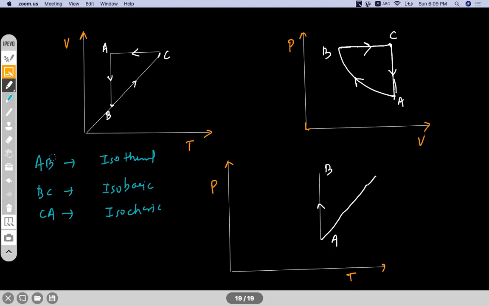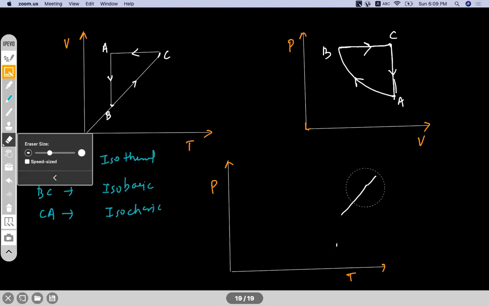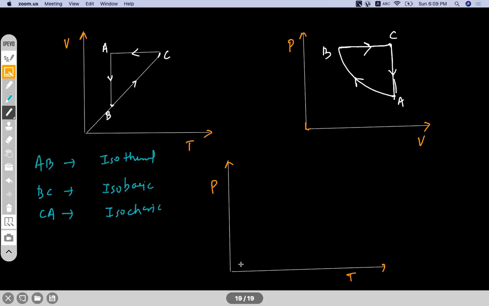So the graph will go like this. I'll shift this graph on the left side. So we'll have this line. This is the graph we have. So we'll have A to B. A to B, volume decreases, constant temperature. Constant temperature, volume decreases, pressure should increase, correct? So we'll have this one. A to B, and this is C. AB, BC, CA. Look at this graph.